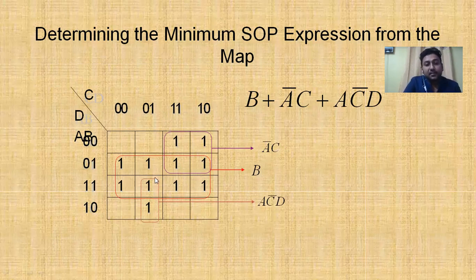The last one is this one covering only two ones. So here the corresponding value of AB is 1 1, 1 0. The 1 is constant here and B is varying. So here also there is only one column, that is 0 1, that means C bar D. So from this one we can write A C bar D. So as a whole, the simplified version of this K-map is B plus A bar C plus A C bar D.